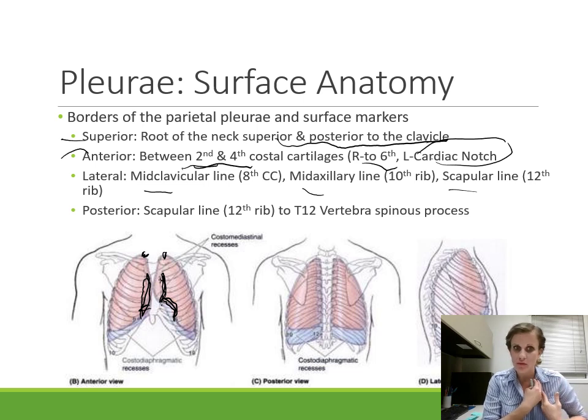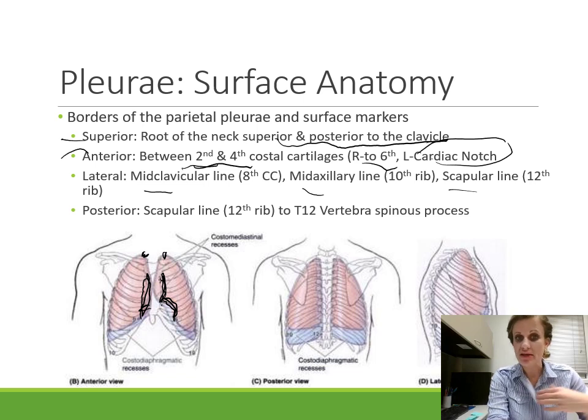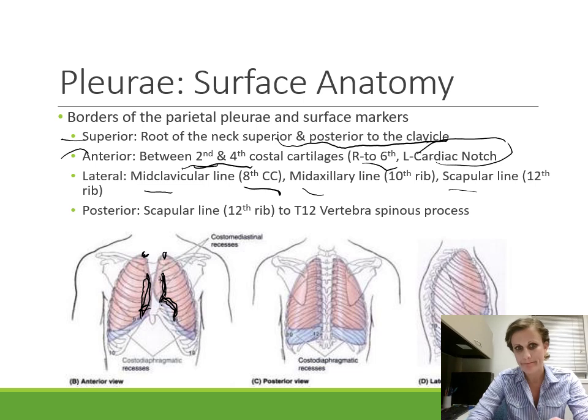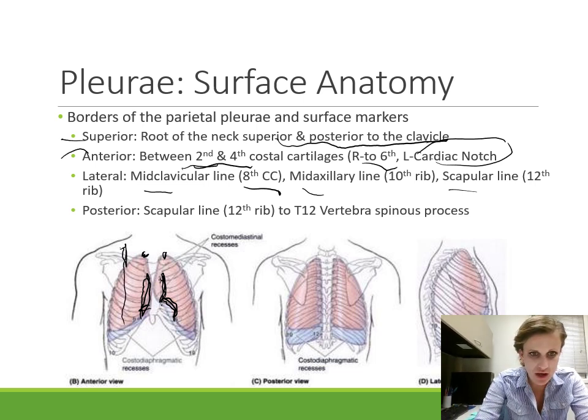And if you go down the middle of the clavicle, you'll find that the pleural cavity is at about the level of the 8th costal cartilage. Okay, so this was my mid-clavicular line. I go down, and my pleural cavity would be at my 8th costal cartilage.